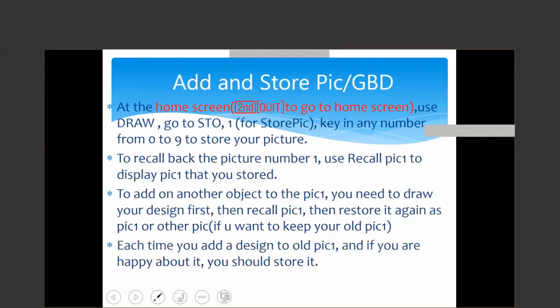Okay, so this one I've actually also gone through. So you go to store, which number one, which is store picture. You can save anything from 0 to 9. Okay, to recall picture also, recall. Okay. So remember, if you want to add any object to picture one, you need to draw your design first, then recall picture one, then store it again. Okay. Each time you add a design to the old picture, if you're happy about it, you should store it. Otherwise, it might be too late if you add something else that you don't like.